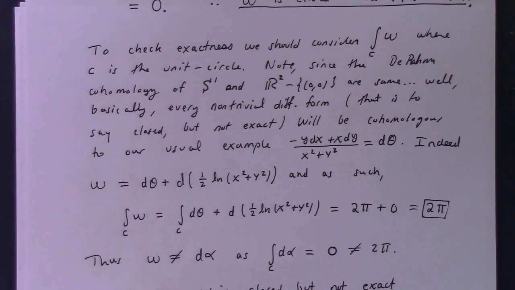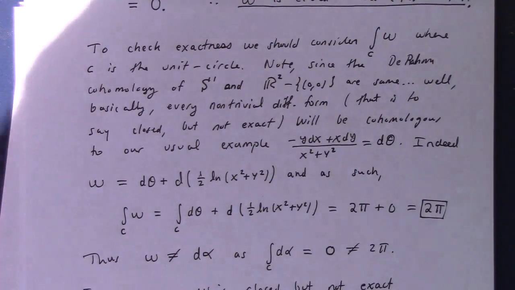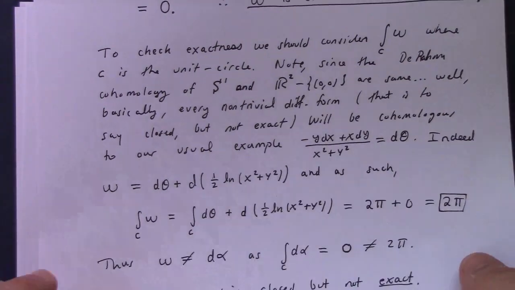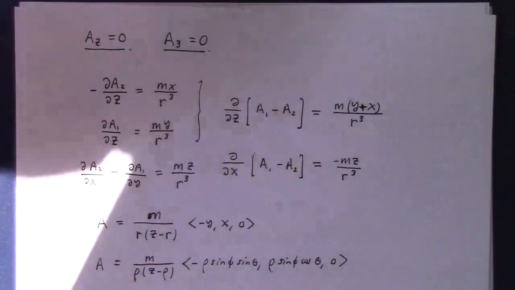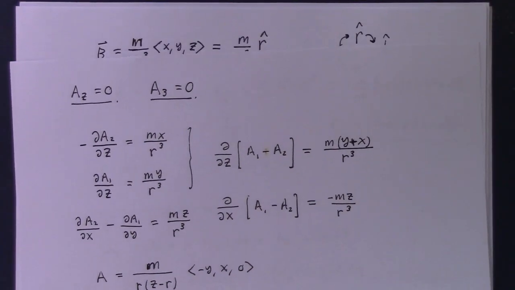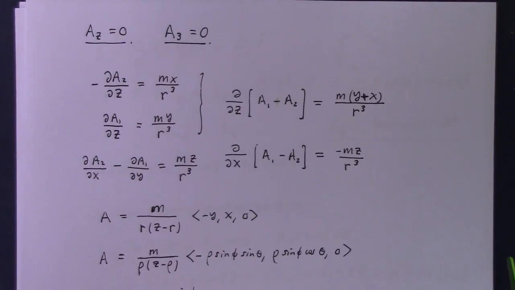So, in summary, if in doubt about a form in the plane, right, maybe try integrating around the unit circle, see what happens. Now, I didn't show you the details of that calculation, but they're pretty standard, right? You just put x equals cosine t, y equals sine t, then you calculate dx, dy, plug it all in, work it out.